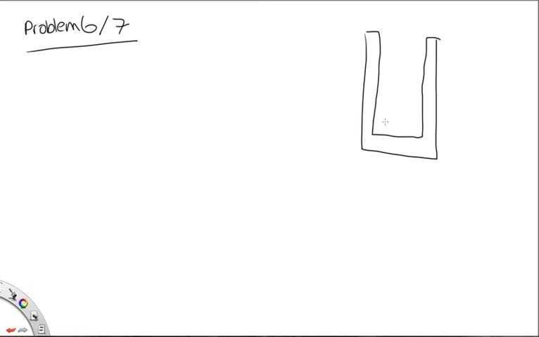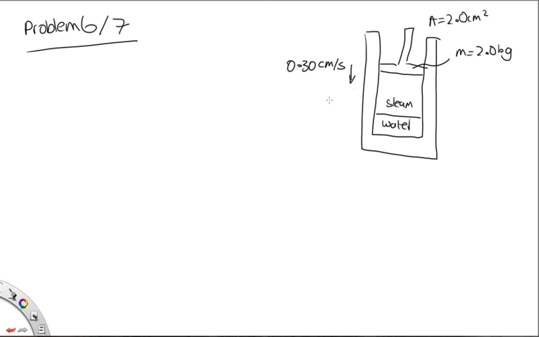Problem 6 for 1121 or 7 for 1131. In this problem, we have a piston pushing down on a mixture of water and steam. Here's our piston. The area of the piston is given by 2.0 centimeters squared. The mass of the piston is equal to 2.0 kilograms. This piston is pushed down at a rate of 0.30 centimeters per second, which will be changing the volume. The density of the steam inside the chamber is given by 6.0 times 10 to the minus 4 grams per centimeter cubed. And the atmospheric pressure is equal to 1 atmosphere.